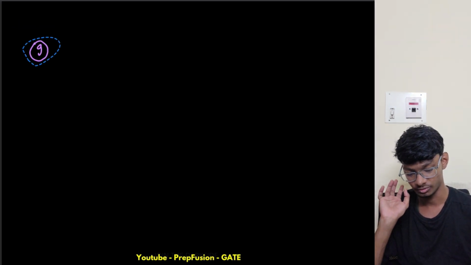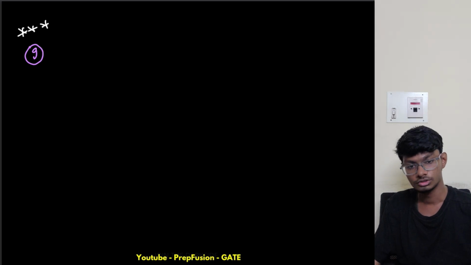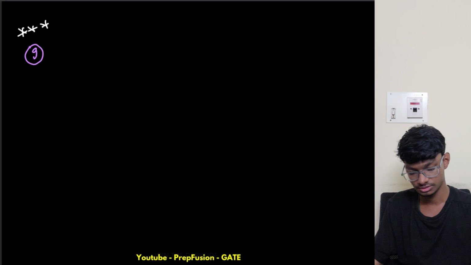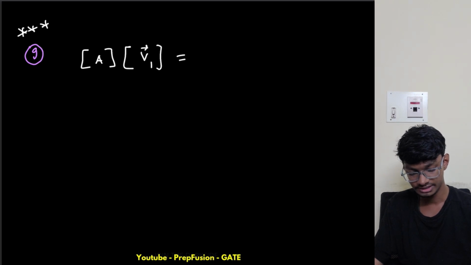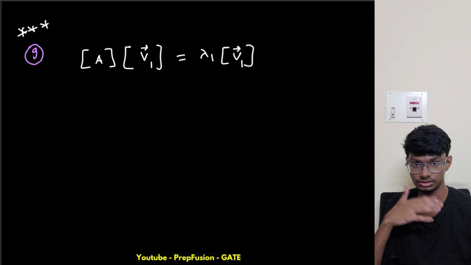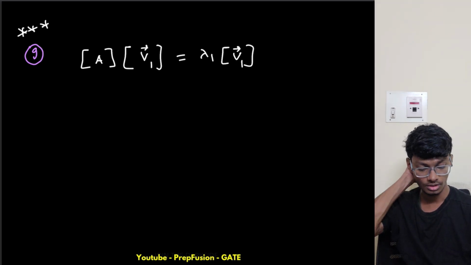So just listen to me very carefully. Very, very important property. So what is basically the definition of eigenvectors? If I have some matrix A and I transform it with eigenvector v1, I will get a scaling factor of lambda 1 and I will get the same direction as the eigenvector itself. It will not shift or change its direction. It will just scale.